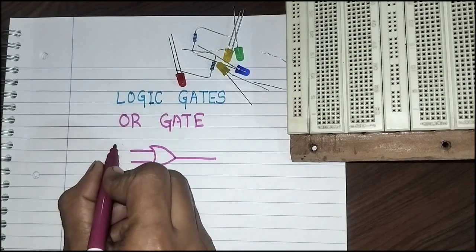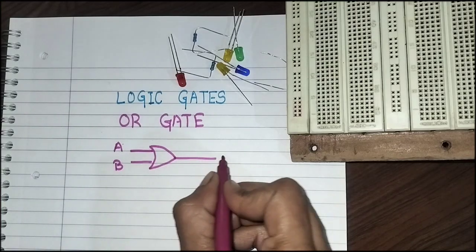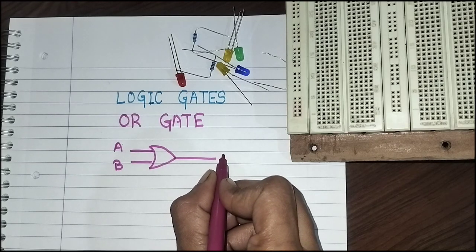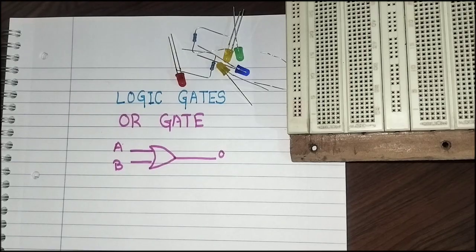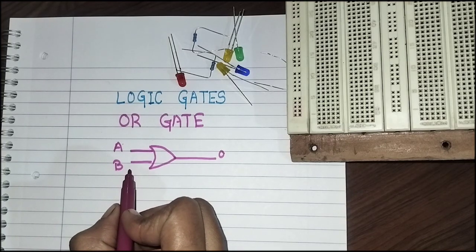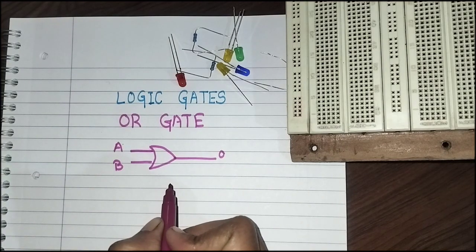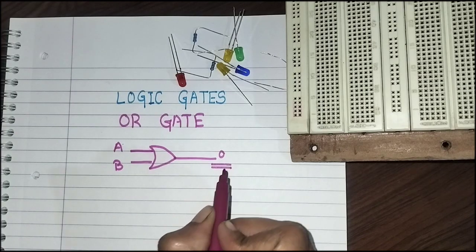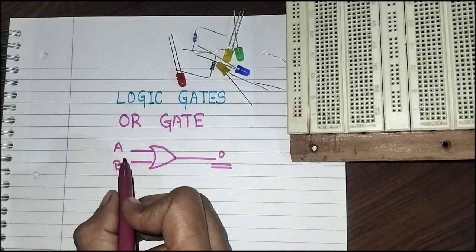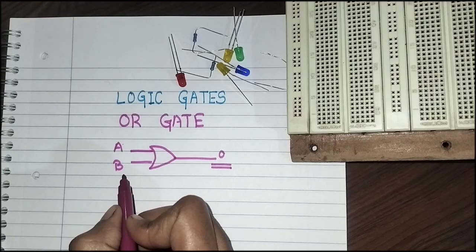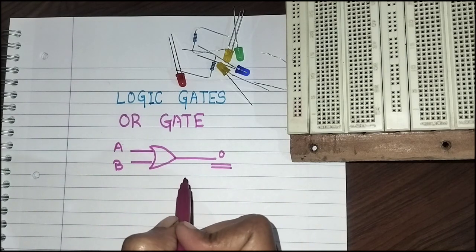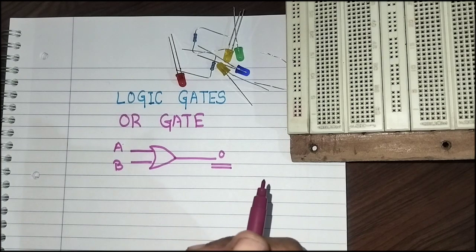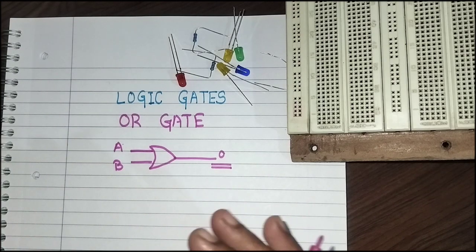Okay, here we have A and B as inputs, and we can say O or Y as an output. If A and B are both low, then the output is low. If A is high or B is high or both are high, then the output is high. Now this is digital electronics, so we will only talk in zeros and ones, highs and lows, right?